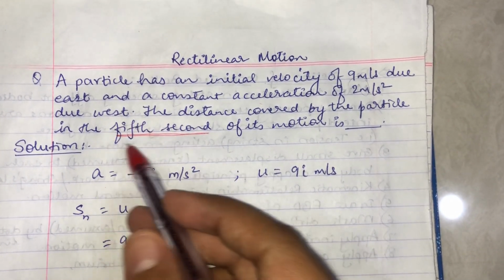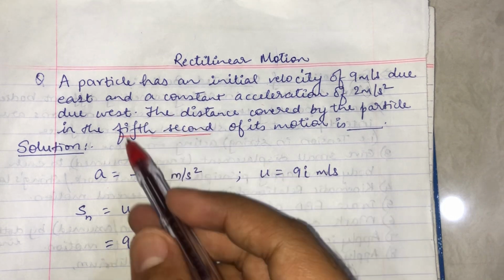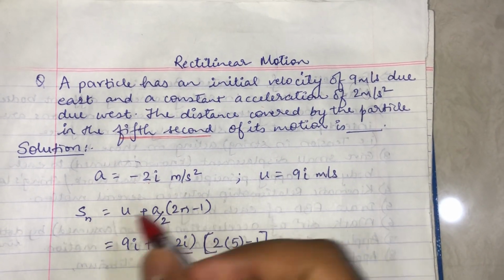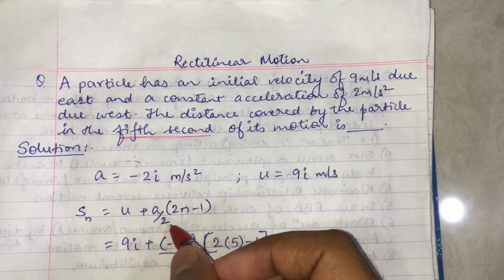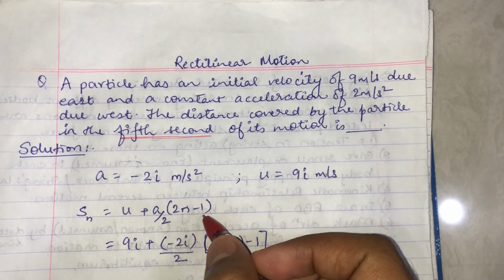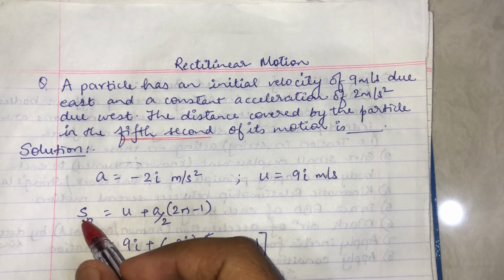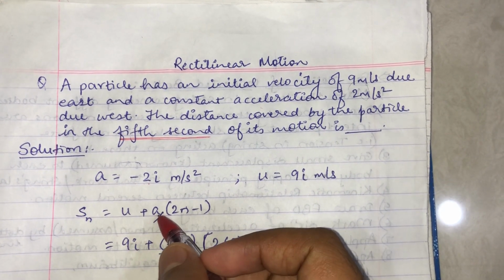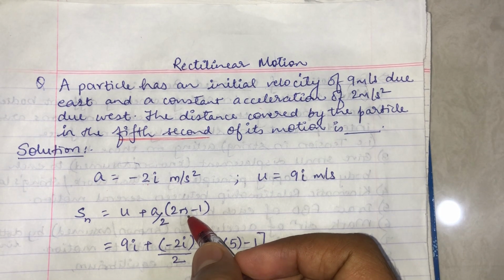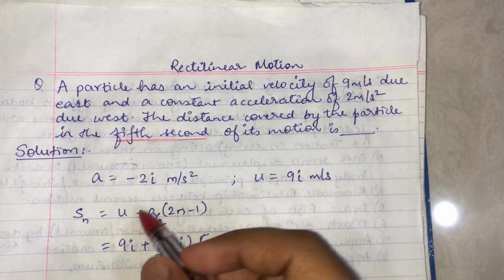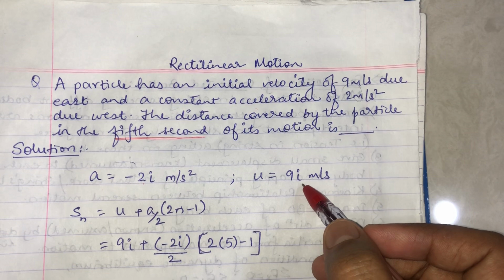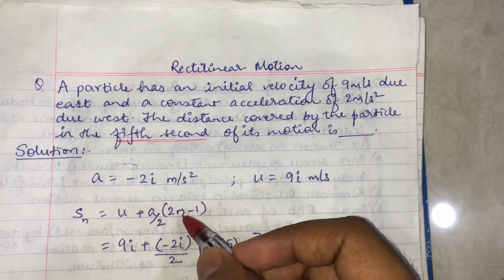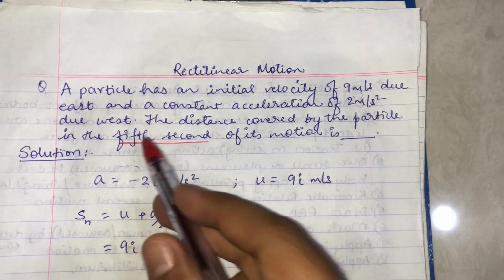There is a formula for the nth second, as it is your fifth second. If it might be 4th second, 3rd second, 10th second, 12th second, and so on, we'll always use this formula: Sn equals u plus a by 2 bracket 2n minus 1, where Sn is the displacement in nth second, u is initial velocity, a is acceleration, n is the nth second. In place of u, it is 9i. In place of a, it is minus 2i. In place of n, it will be 5.